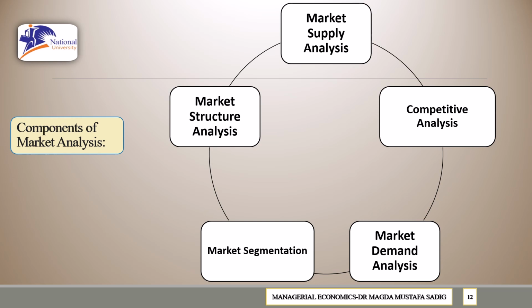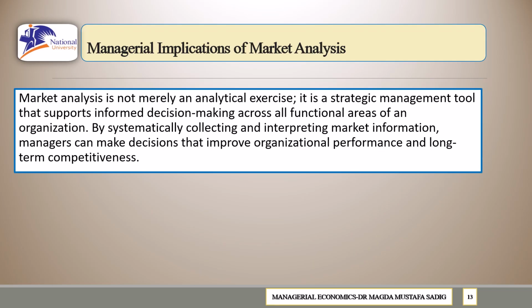We have market segmentation, dividing customers into groups with similar characteristics. Common segmentation variables include age, income, gender, geography, lifestyle, occupation. So segmentation allows managers to serve each group more effectively. We have market structure analysis, where managers study whether markets are perfectly competitive, monopolistically competitive, oligopolistic, or monopoly markets. Different market structures require different managerial strategies.